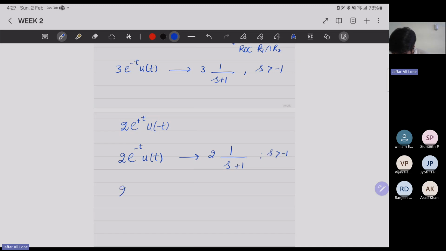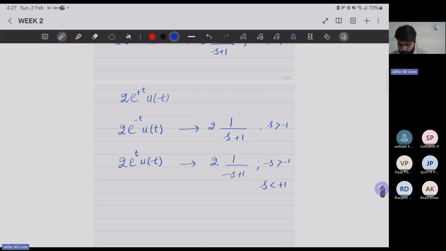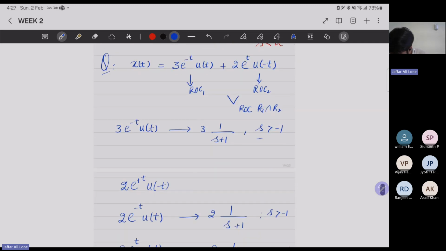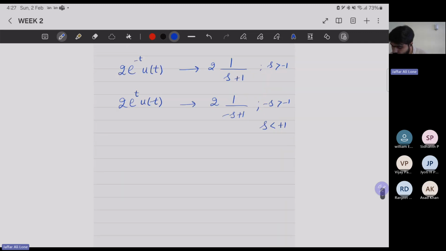But now I'll do the time reversal. So it will be plus, and this will be minus. Then it will be 2 divided by minus s plus 1, with minus s greater than minus 1, so s is less than 1. Correct? So now we have found the Laplace transform, but now we have to find the ROC. The ROC of the first signal is s greater than minus 1, and the ROC of the second is s less than 1.